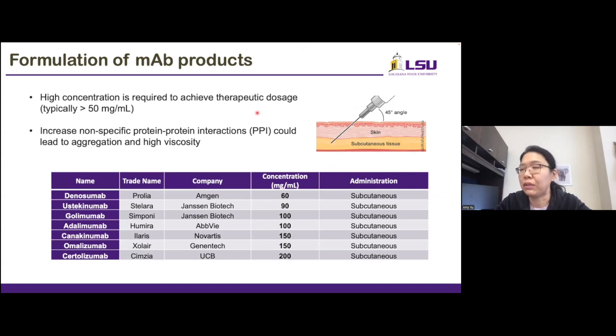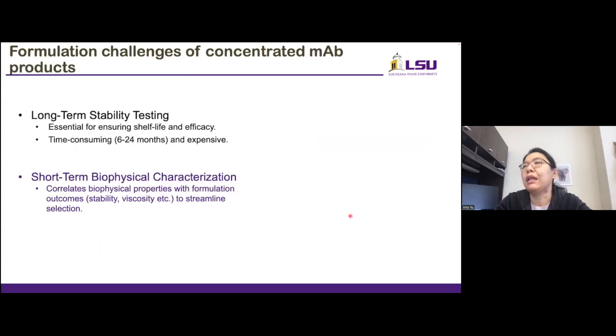For anyone who works with proteins, we all know that with increased protein concentration, there are increased non-specific protein-protein interactions, and such interactions can be troublesome. They can lead to aggregation or high viscosity of the antibody products, which are undesired for subcutaneous formulations. So the antibody product sometimes needs to be formulated in a way that maximizes stability and reduces viscosity. The formulation screening process can be very time-consuming and labor-intensive.